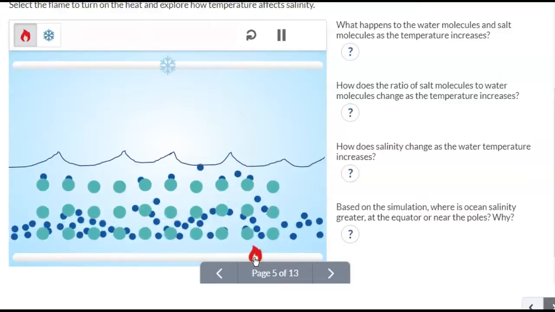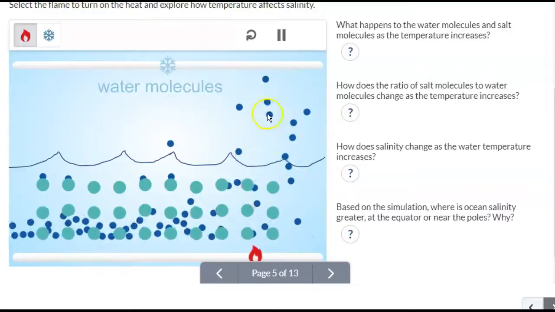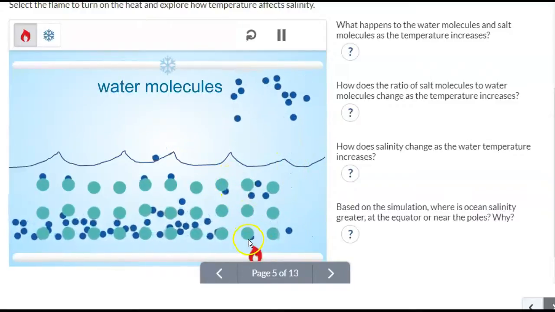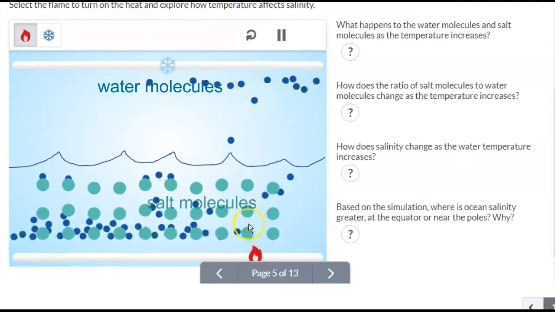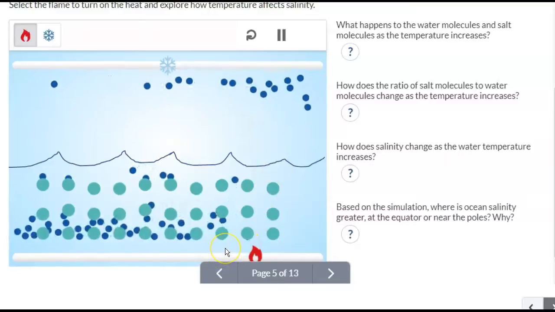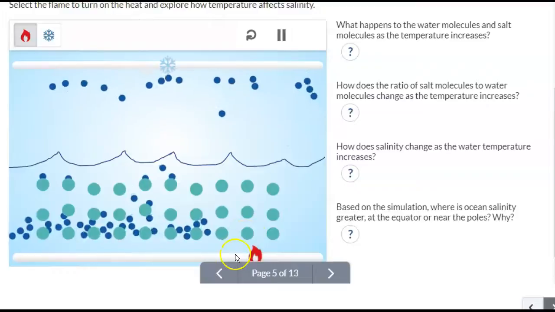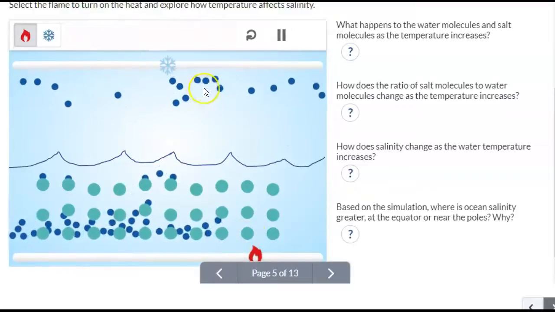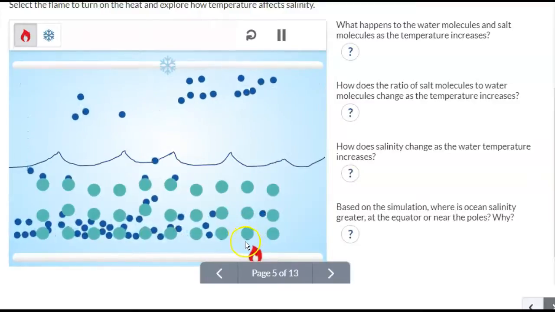What you'll need to know to answer these questions is that the little blue dots represent water molecules, and the little greenish turquoise ones represent salt molecules. So to answer this question, you can probably take a look at the video here and try to determine what actually happened when we added heat, what happened to the water molecules, and what happens to the salt molecules.